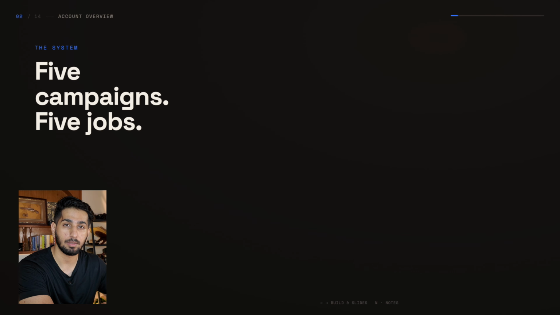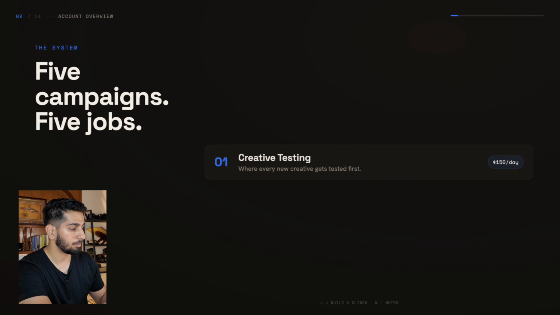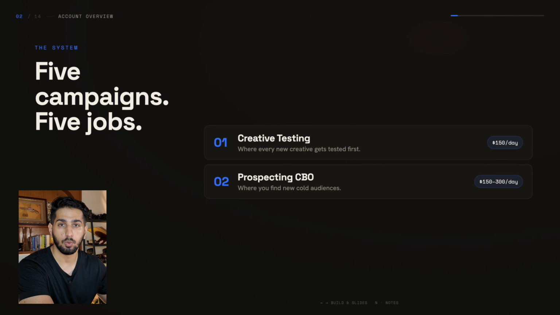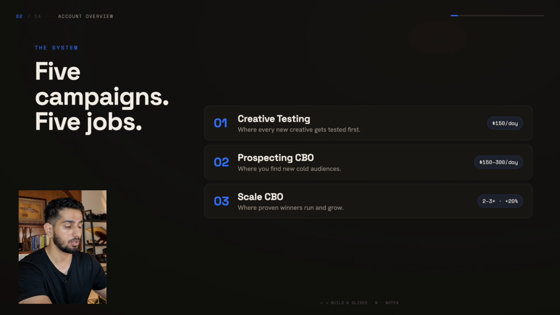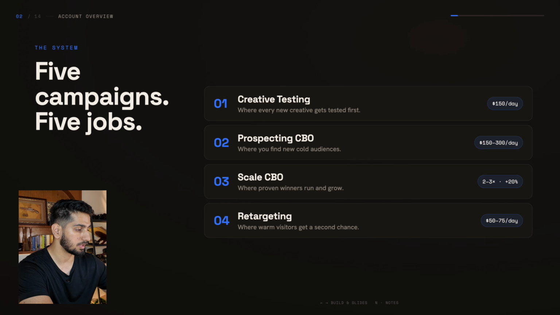5 campaigns, and each of them does one single job. The first campaign is going to be your creative testing. Again, as the name says, this is where you want to test new creatives. The second campaign is going to be your cold CBO. This is where you find new cold audiences, right? This is where you test new cold audiences. The third campaign is going to be your scaling CBO. This is where you take your proven winners, you run and scale them in this campaign. The fourth campaign is going to be your retargeting campaign. And as the name suggests, you're going to be running your warm audiences here. These are people who have visited your store but did not end up buying. You're going to retarget them in this campaign.